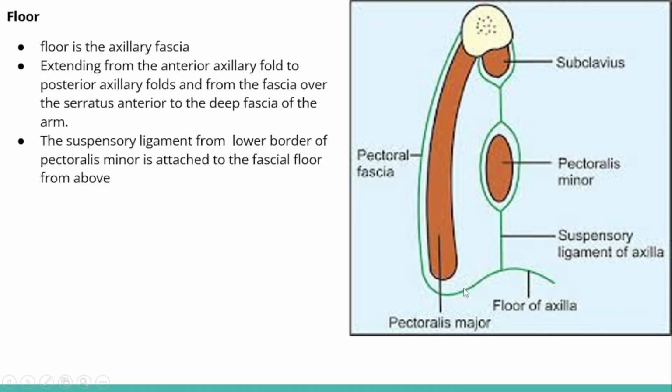The floor of the axilla is formed by the axillary fascia, which is extending from the anterior axillary fold to the posterior axillary fold, and from the fascia of the serratus anterior to the deep fascia of the arm. The suspensory ligament from the lower border of the pectoralis minor is attached to the fascial floor from above.